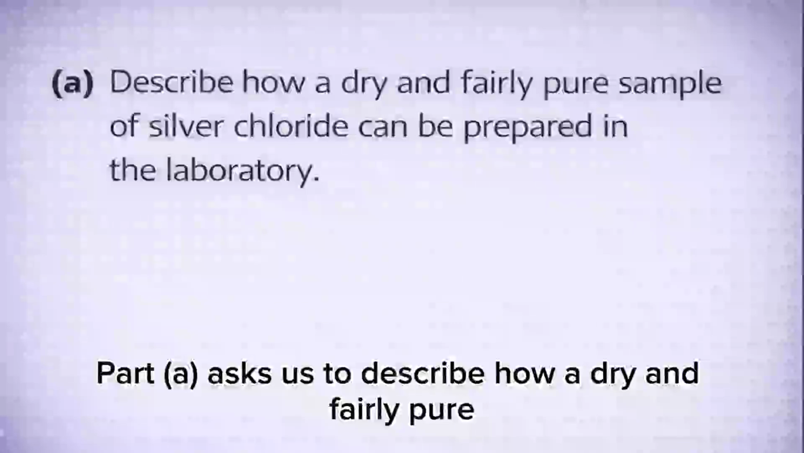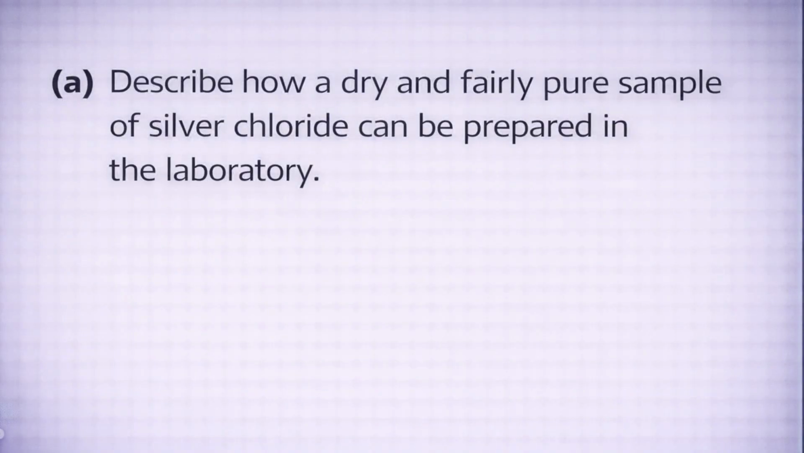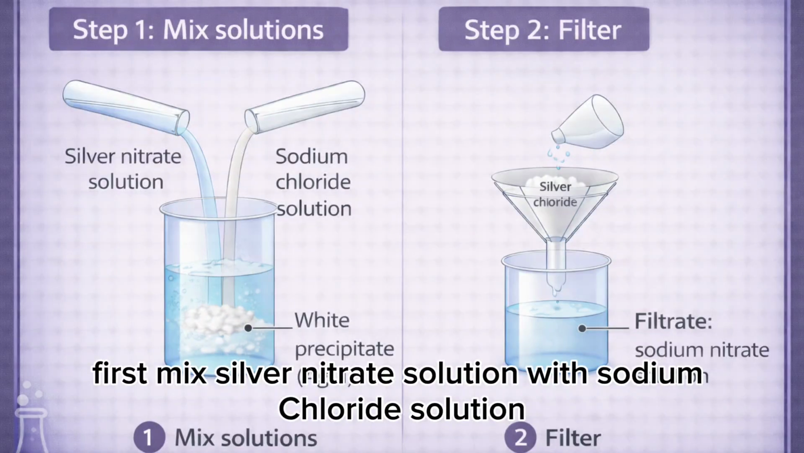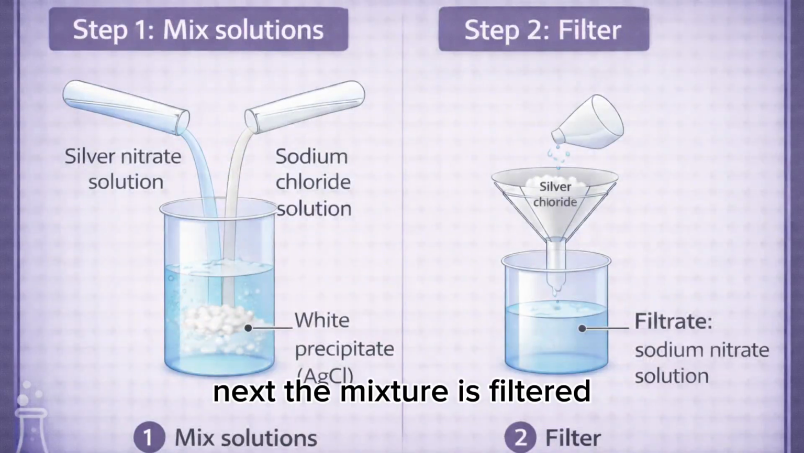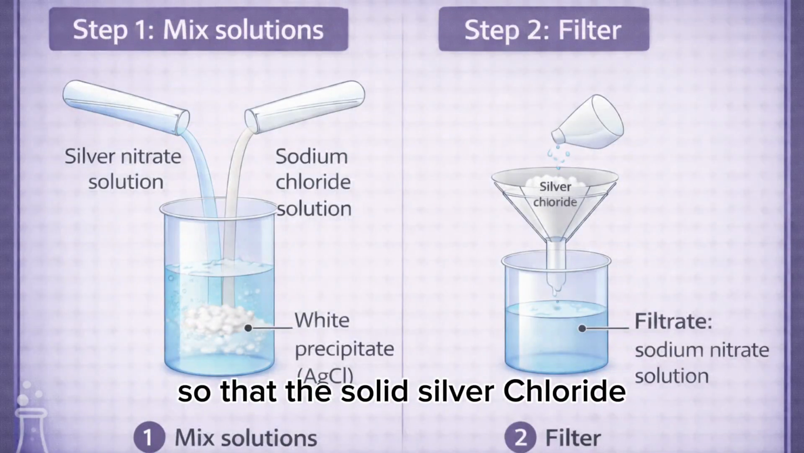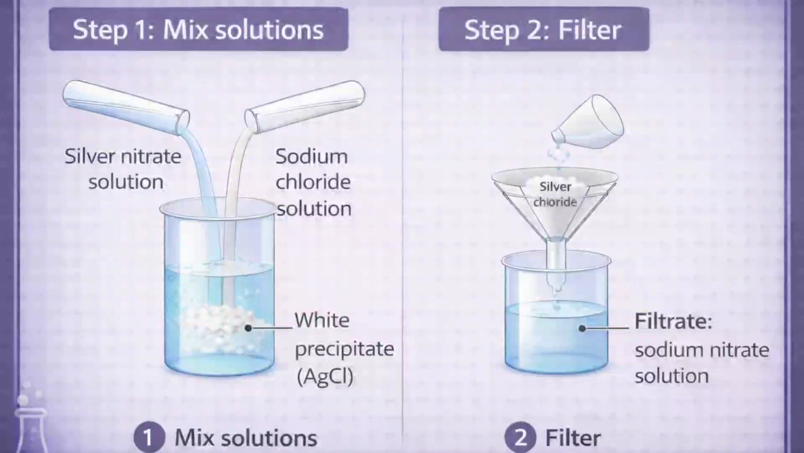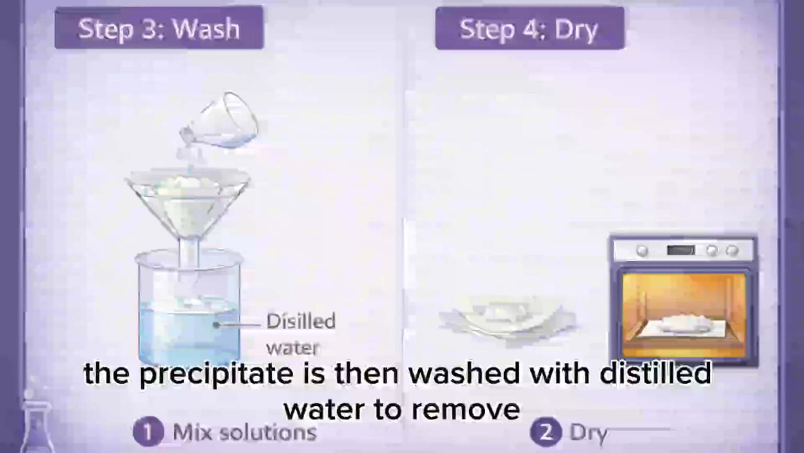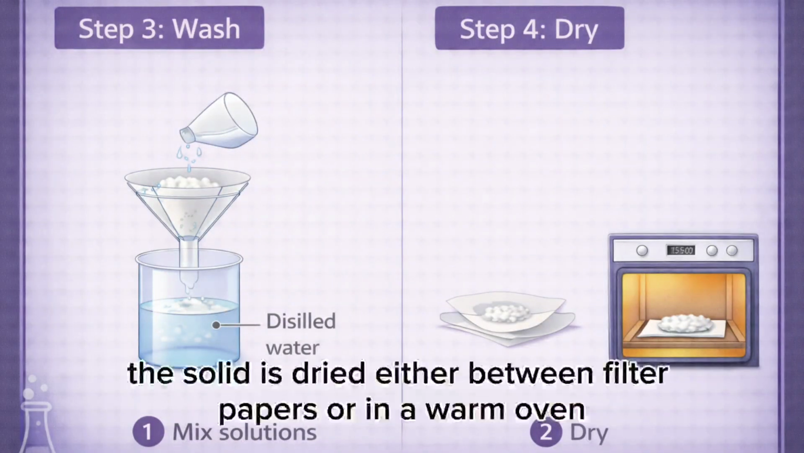Part A asks us to describe how a dry and fairly pure sample of silver chloride can be prepared in the laboratory. First, mix silver nitrate solution with sodium chloride solution. A white precipitate of silver chloride is formed. Next, the mixture is filtered so that the solid silver chloride remains as the residue on the filter paper. The precipitate is then washed with distilled water to remove soluble impurities. Finally, the solid is dried, either between filter papers or in a warm oven.